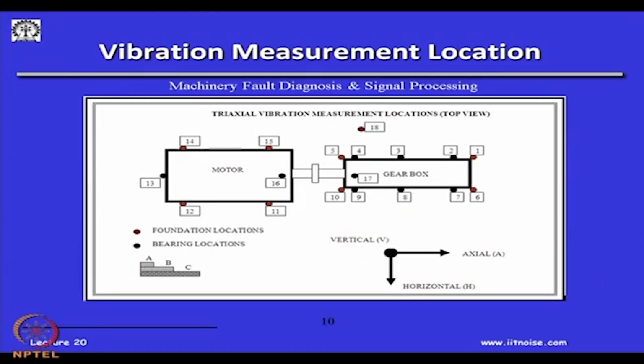Okay. These are places where we should not put the accelerometers. Okay. So, with this in mind, I will show you another case wherein we have a typical motor gearbox case. This is the top view, and there are so many different locations wherein the vibrations were monitored. If you see the black ones, they are the bearing locations.